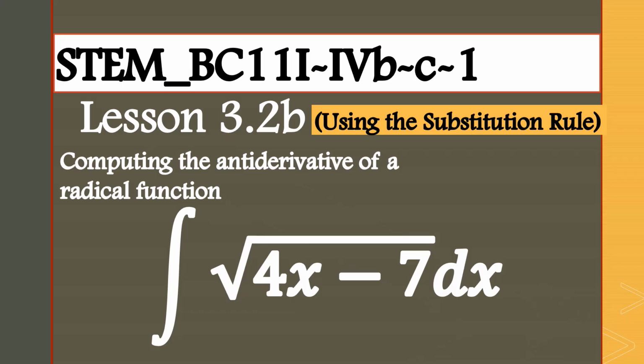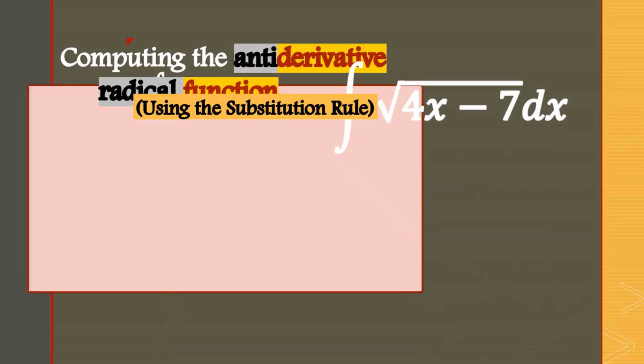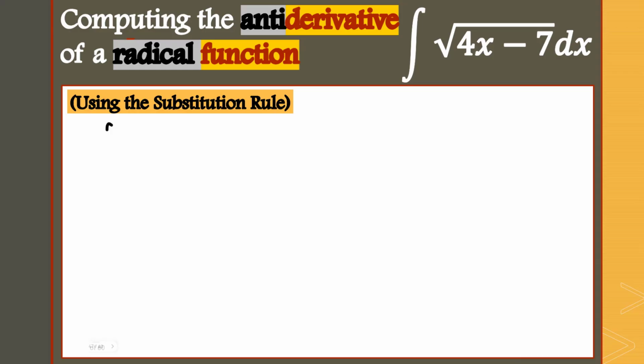Let's compute the antiderivative of this given rational function using the substitution rule. The same problem was already solved in the previous video. We have here the integral of the square root of 4x minus 7 dx. Or we can rewrite this as the integral of the binomial expression 4x minus 7 raised to the power of 1/2, where the radical expression is now changed into an exponent, which is a fraction. Then you have here dx.